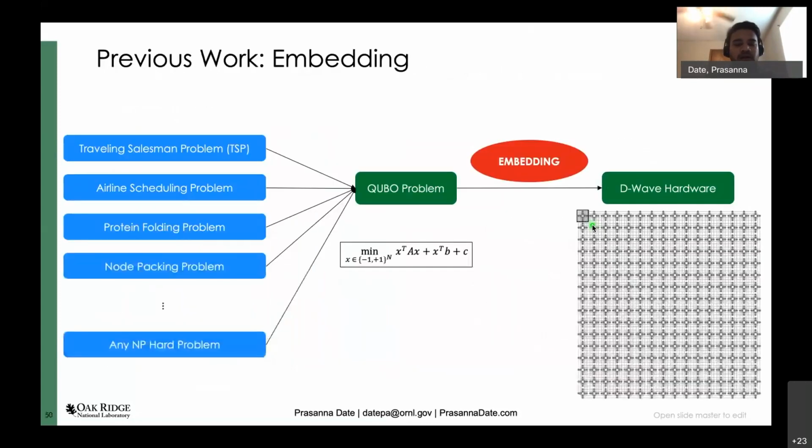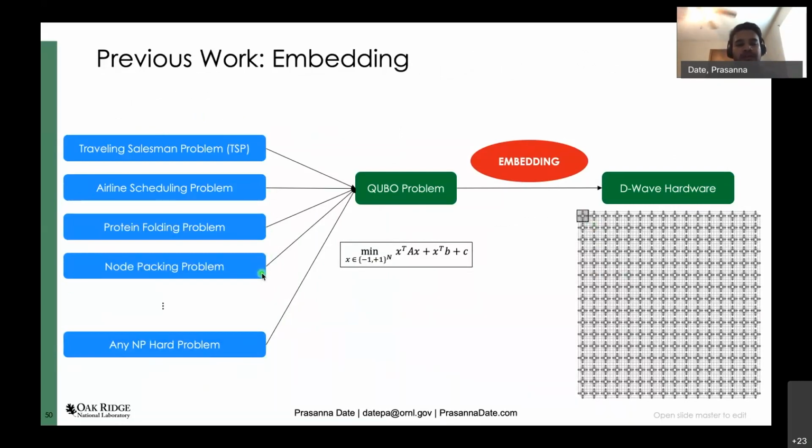Okay, so now I will move on to the next work that I was working on, and this is the embedding problem. So what is embedding? It is as follows. Say you have any problem that you want to solve. In our case, the regression problem was what we were trying to solve, but you could have any other NP-hard problem that you want to solve.